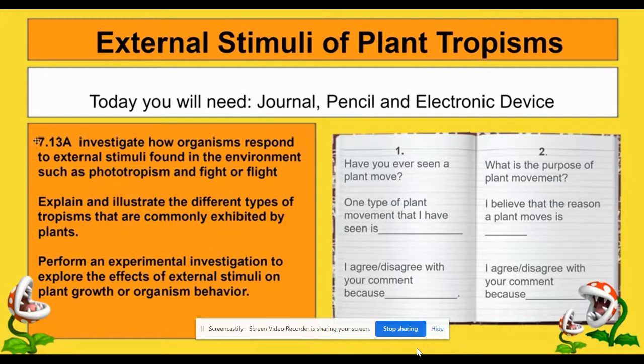The learning objectives for today are to investigate how organisms respond to external stimuli found in the environment, such as phototropism and fight or flight. You will also explain and illustrate the different types of tropisms that are commonly exhibited by plants. You will also perform an experimental investigation to explore the effects of external stimuli on plant growth or organism behavior.